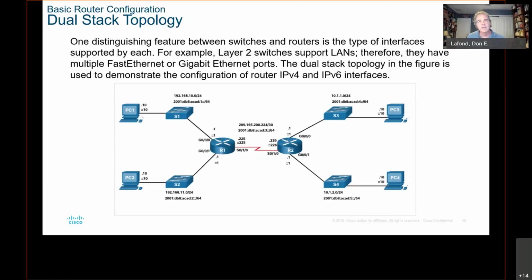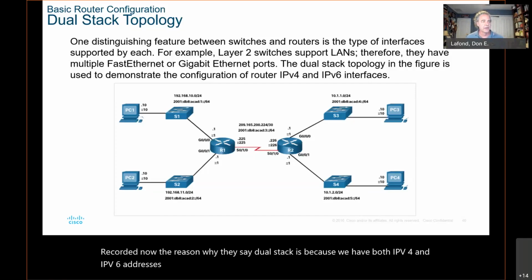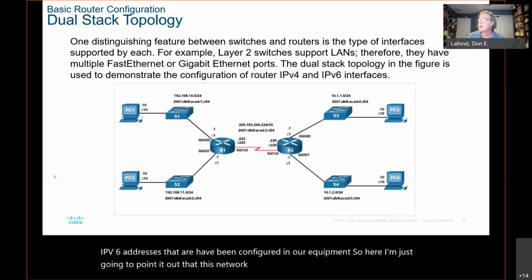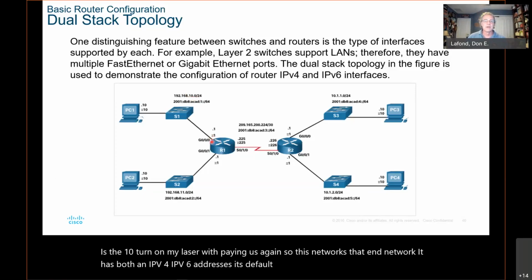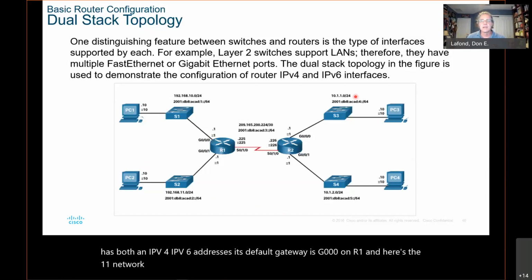Now, the reason why they say dual stack is because we have both IPv4 and IPv6 addresses that have been configured in our equipment. So here, I'm just going to point out that this network is the 10 net. Oops, let me turn on my laser pointer. Hang on a second. So this network's the 10 network. It has both an IPv4 and IPv6 address. Its default gateway is G0/0/0 on R1, and here's the 11 network. Here's the 10.1.1.0.